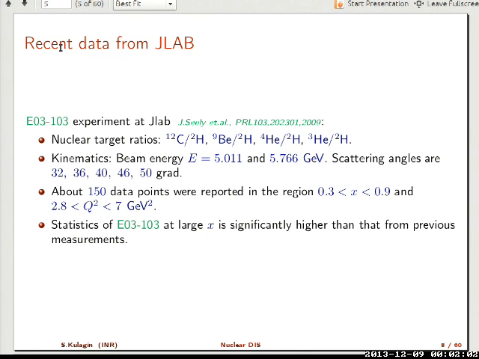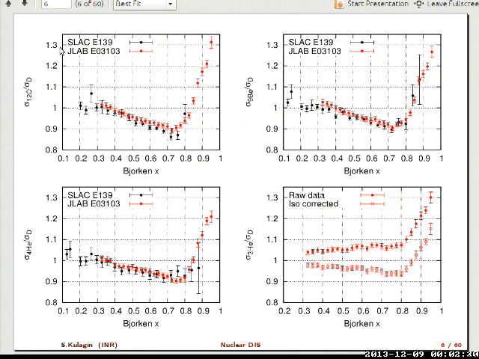So this is barely deep inelastic region. So it's almost on the border between the deep inelastic and transition and resonance region. So speaking about this new data, this is how it looks.